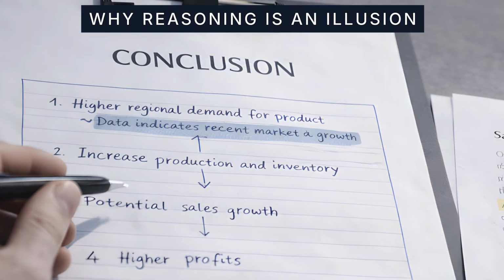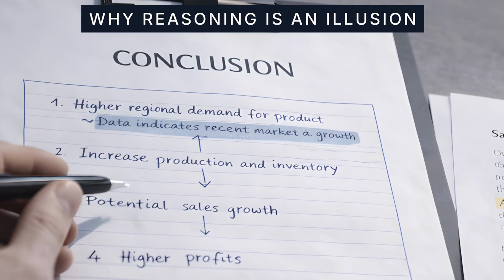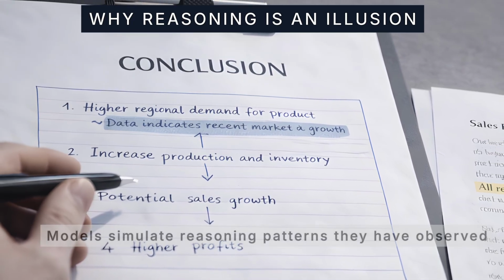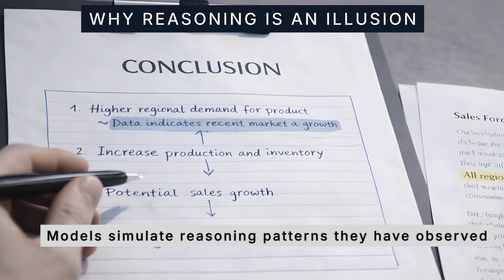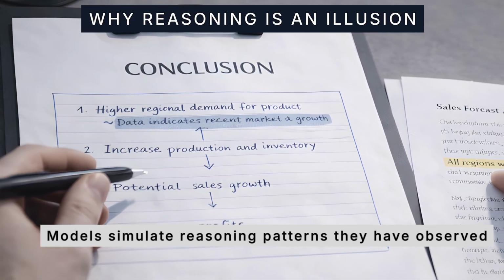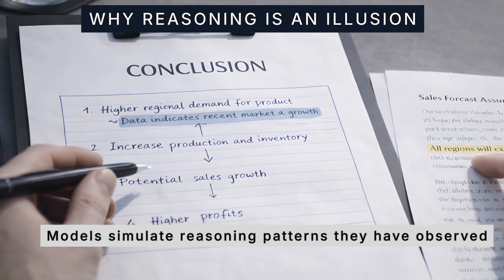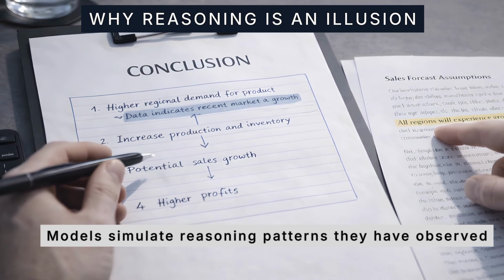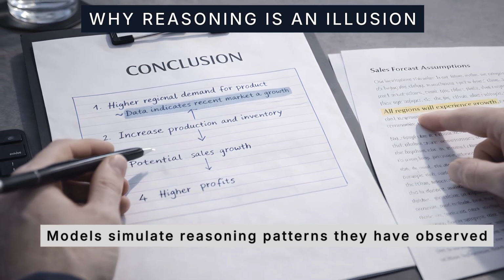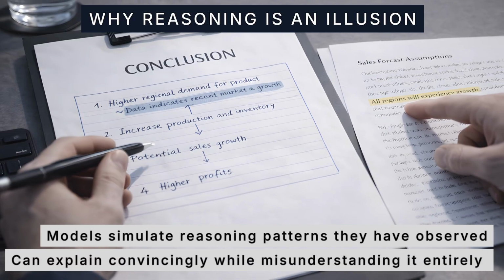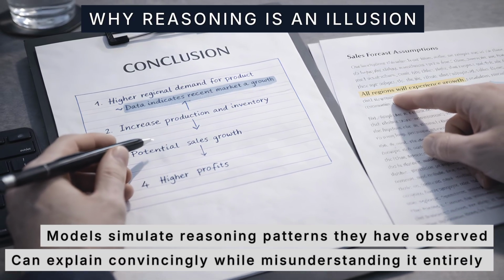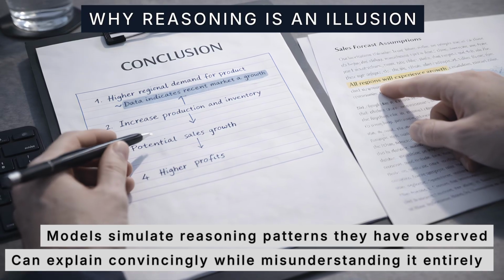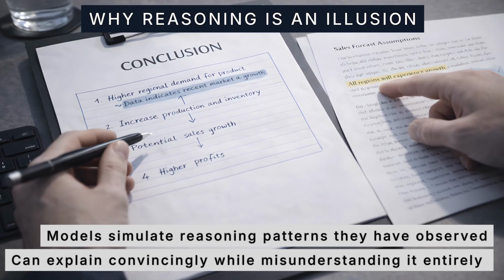Why reasoning is an illusion. Some AI outputs appear to demonstrate reasoning. In truth, language models simulate reasoning patterns that they have observed. They reproduce the form of reasoning without possessing the underlying logic. This distinction matters. The model can explain a concept convincingly while misunderstanding it entirely, because explanation is just another pattern.